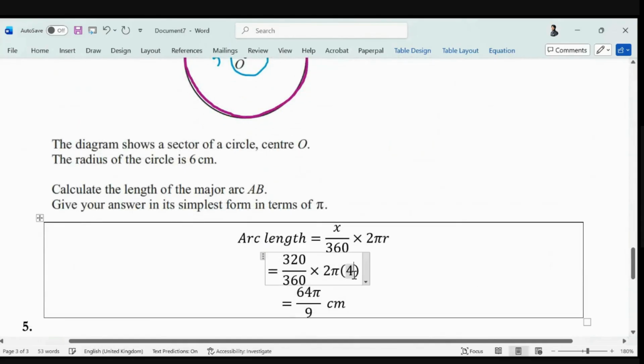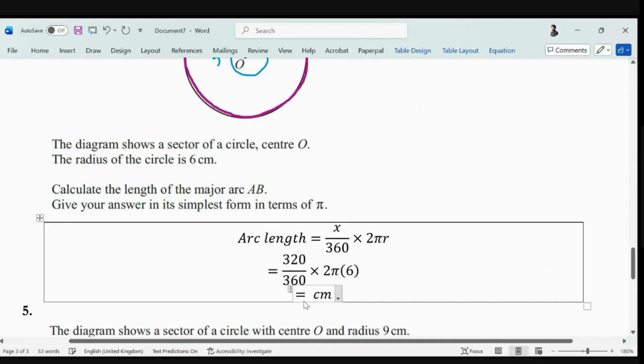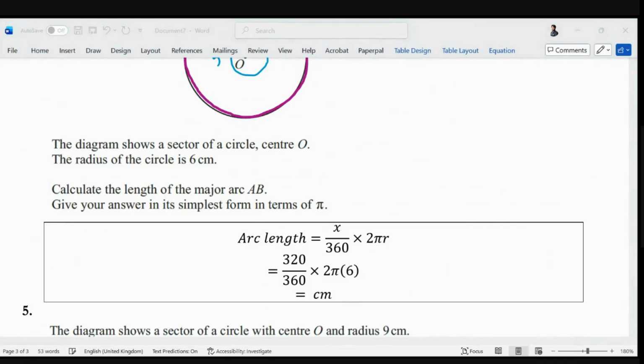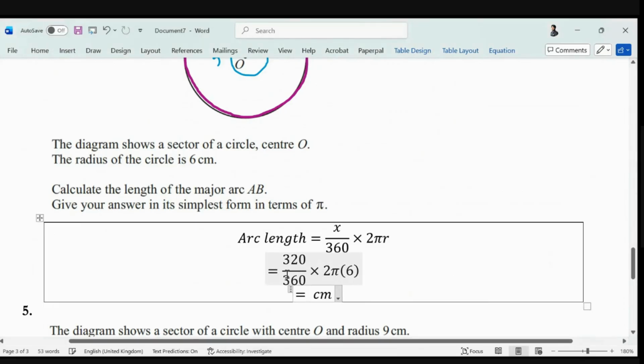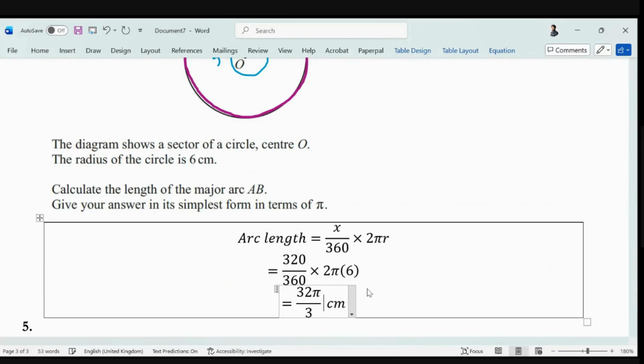Radius, from that only 6 will come less. We'll just make this correction. Thank you. Simplify it. 1s are 6s, are 2s, are 3s. What do you end up with? 0 cancel. 6 1 6 3. 32 pi upon 3. Yeah.